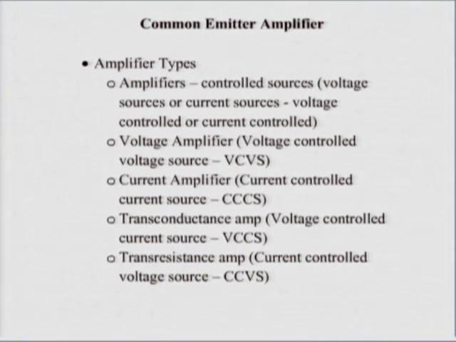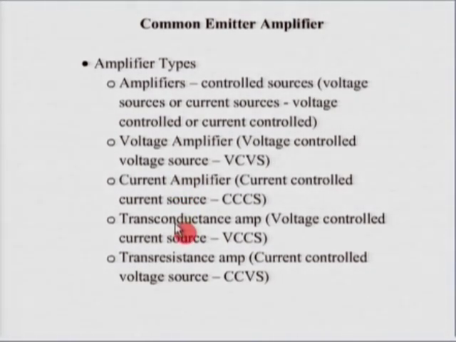So, you have four types of amplifiers. Amplifiers are controlled sources, either controlled voltage sources or controlled current sources. Now, a voltage amplifier is a voltage controlled voltage source, whereas a current amplifier is a current controlled current source, meaning in a current amplifier, the input as well as the output are both currents.